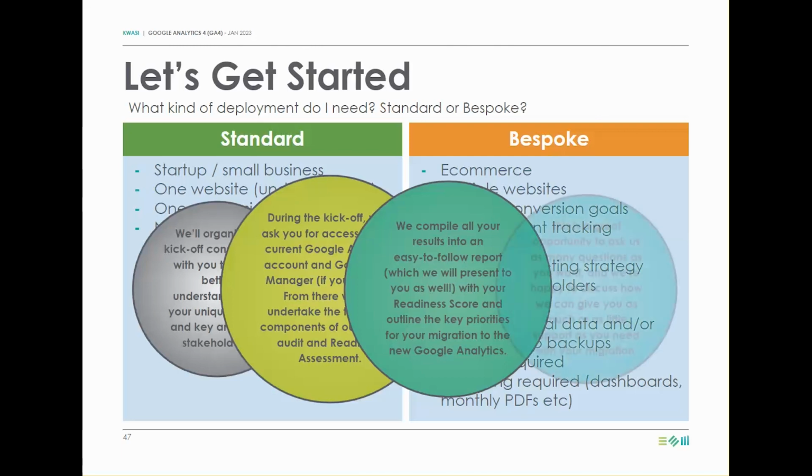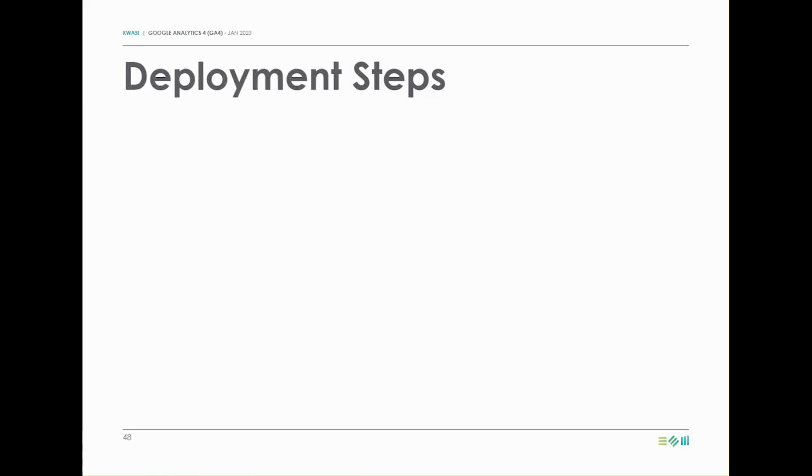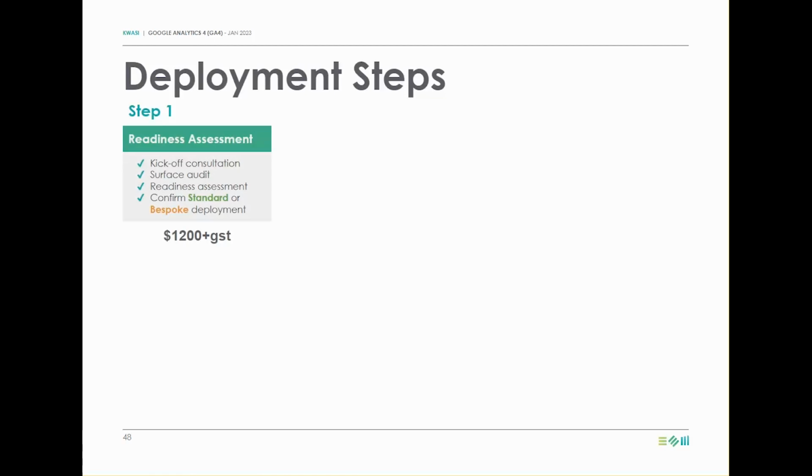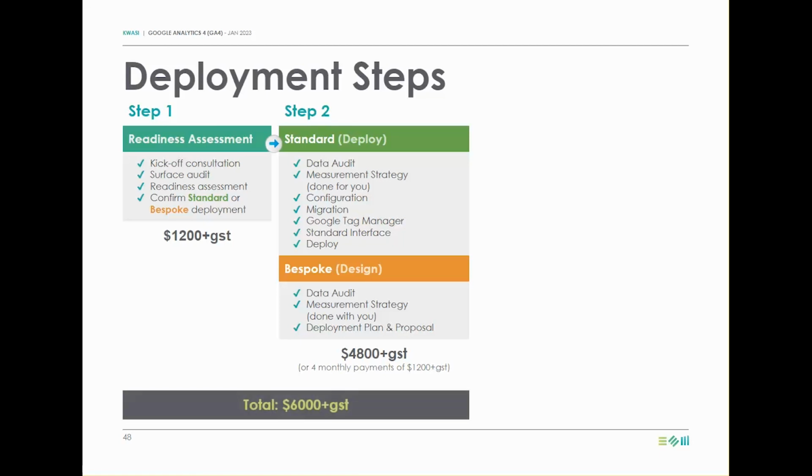This is a great opportunity to ask as many questions as you want, and we're happy to discuss how we can give you as much or as little support as you need with your migration. So step 1 is the readiness assessment for both standard and bespoke deployments and costs $1,200 plus GST. Step 2 includes the full standard deployment or the bespoke design phase for $4,800. This can be paid in 4 monthly installments of $1,200. Steps 1 and 2 come to a total of $6,000 plus GST AUD.